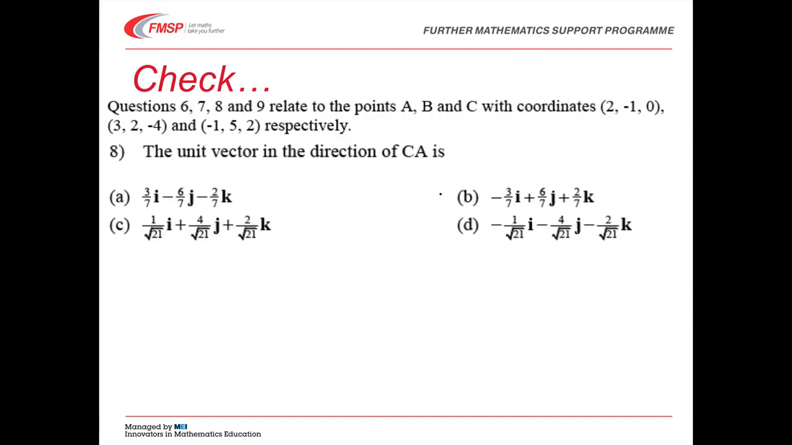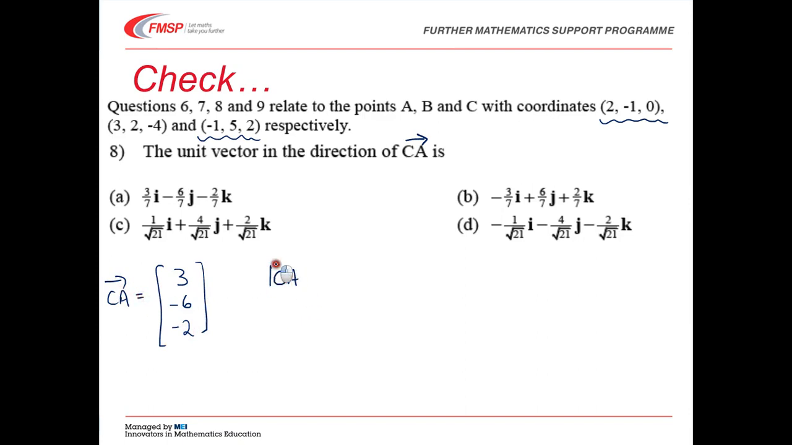One last example. We're in 3 dimensions here. Again, pause the video and try it yourself first. Okay, the unit vector in the direction of CA. So if I'm going from C to A, from -1 to 2 is plus 3. From 5 to -1 is minus 6, and from 2 to 0 is minus 2. So the vector CA is (3, -6, -2).